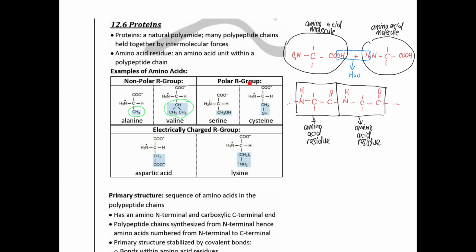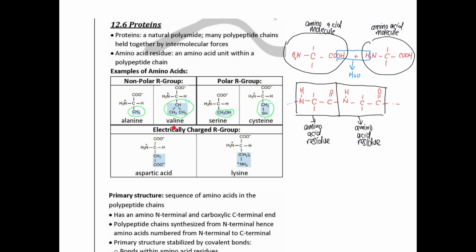Now polar R group, let's look at the R group here. This is the R group. It is polar because of the OH, which creates delta positive and delta negative. Oxygen is delta negative, so hydrogen becomes delta positive. Likewise, for the R group in cysteine, the sulfur is delta negative and the hydrogen becomes delta positive. So it becomes polar because an electronegative atom is there.